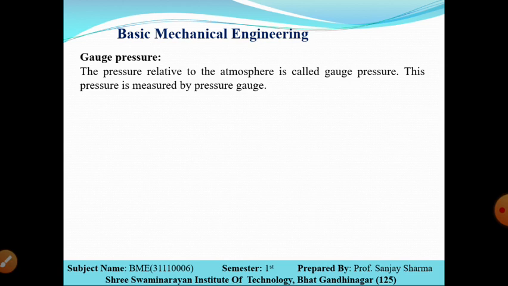So it means when we attach that gauge to an instrument, and if the pressure increases above the atmosphere, then it will be shown by the gauge. Whichever pressure gauge we buy in the market, its reading will be 0. It means that even if it is open to the atmosphere, its reading is 0.